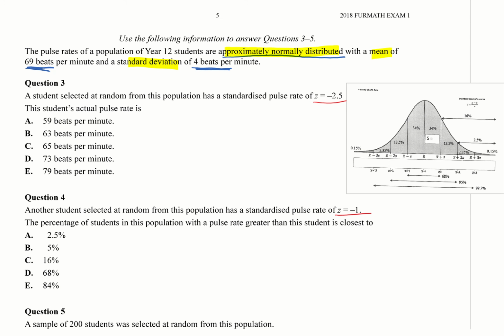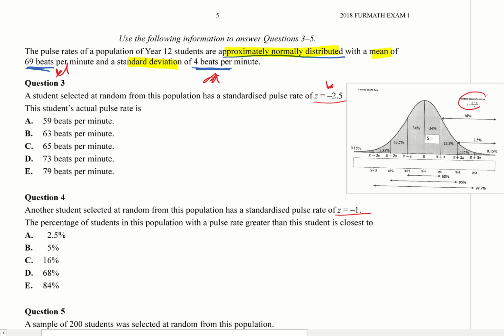So in this first question though, what we're asked is, we've got a student selected at random from this population has a standardized pulse rate of Z equals minus 2.5. So how do we get his actual pulse rate? In a question like this, you've been given enough information to do it. So you've been given the standard deviation, you've been given the mean and the Z score, okay?